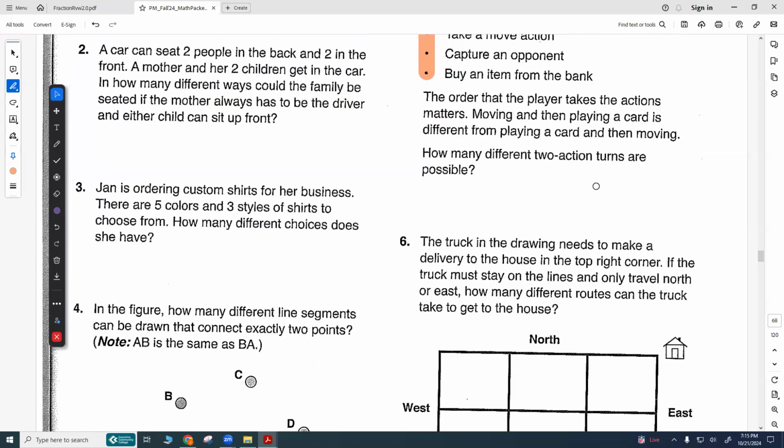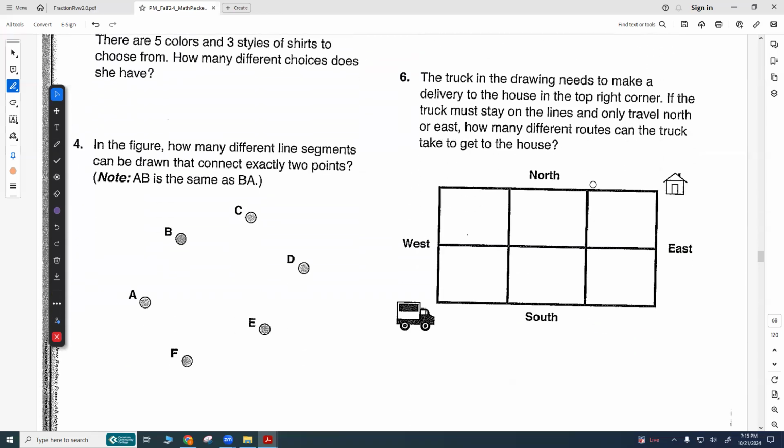All right, let's look at number 6. The truck in the drawing needs to make a delivery to the house in the top right corner. If the truck must stay on the lines and only travel north or east, how many different routes can the truck take to get to the house? So 5? Okay, how'd you get 5, Joe?